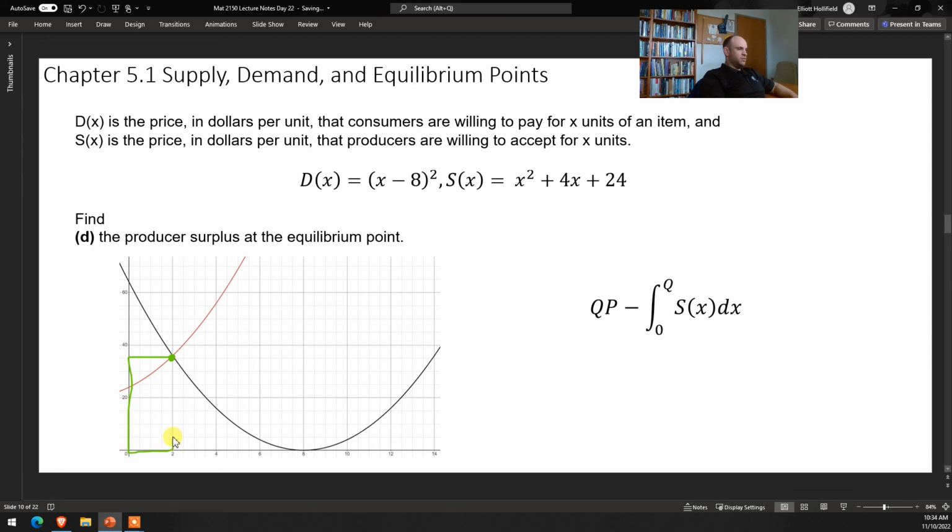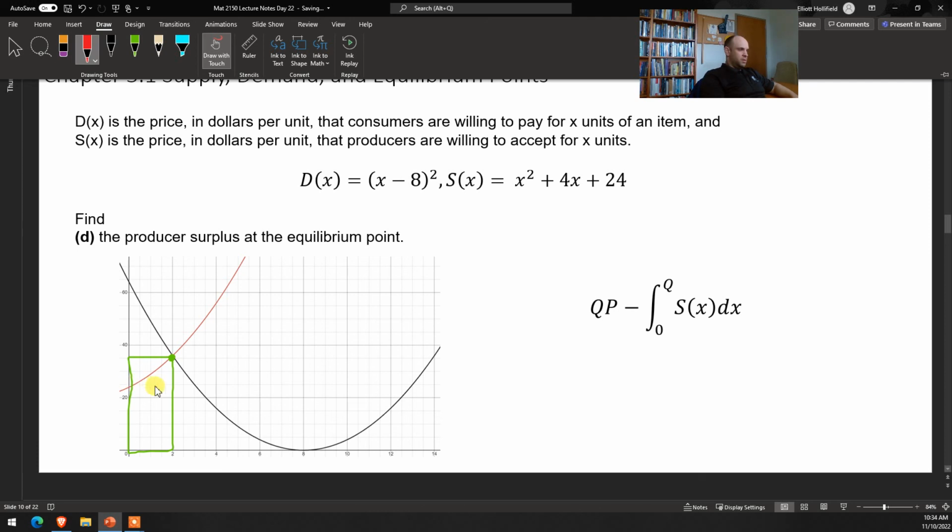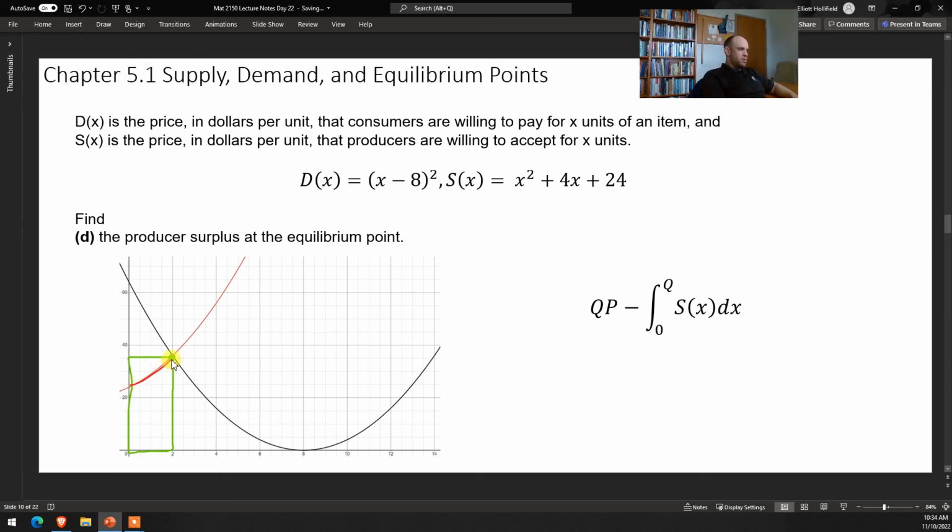Here's our rectangle corresponding to the total expenditure given the equilibrium point. And then we take away the area under the curve of our supplier price function. That leaves us with this little chunk of area, which represents the amount of money more that the suppliers should expect to make given each price point.